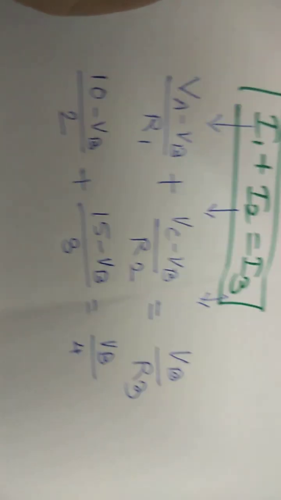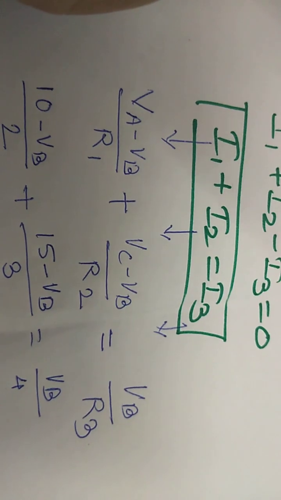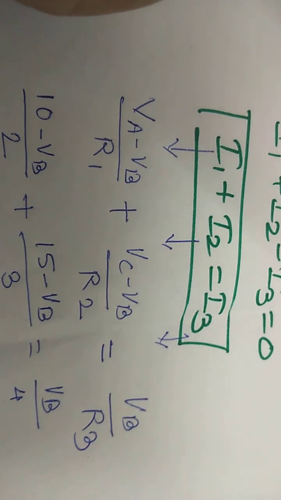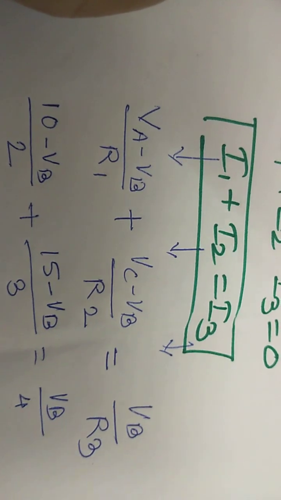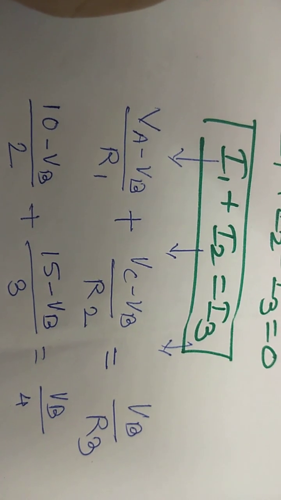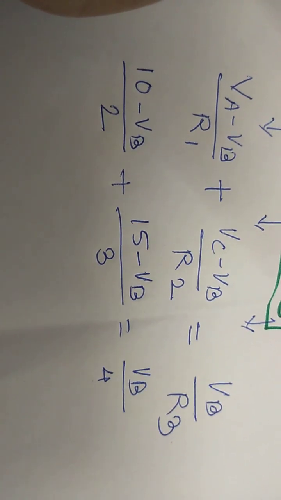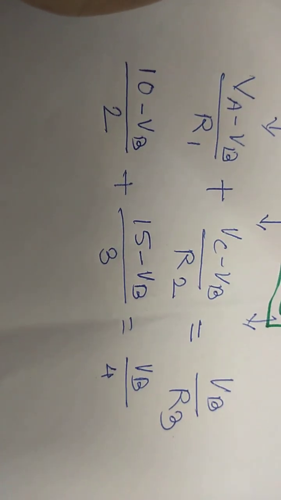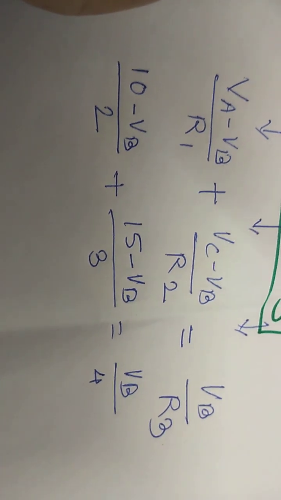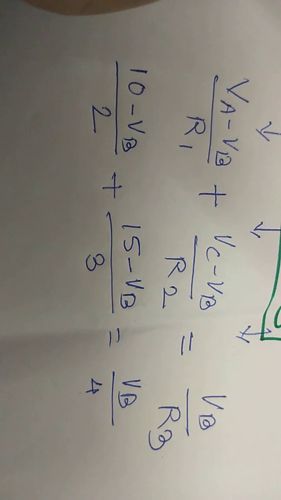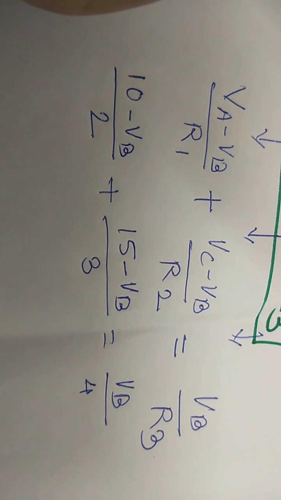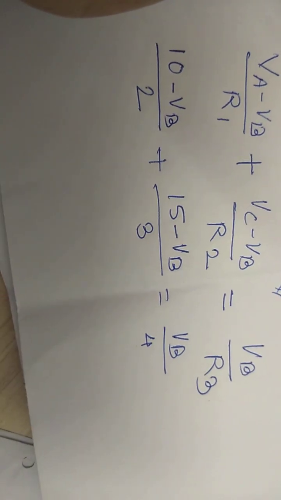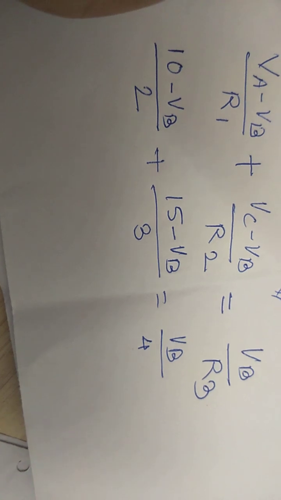In this way, firstly we find that the current I1 plus I2 is equal to I3. Expanding it with the nodes: VA minus VB divided by R1 plus VC minus VB divided by R2 is equal to VB by R3. We don't know the value of VB, but we can solve and find the node voltage across B, where VB is the voltage across node B. By solving this equation, we can easily find VB and then calculate the currents.